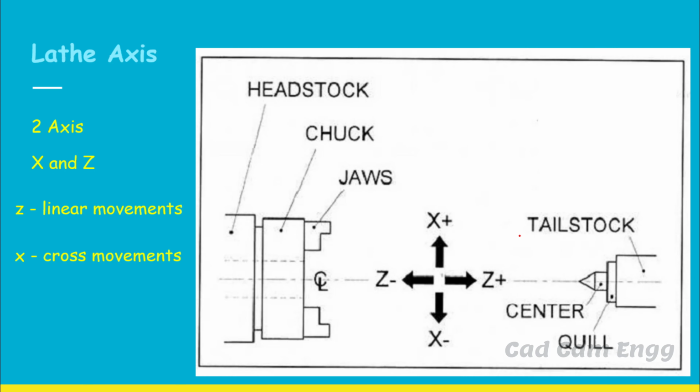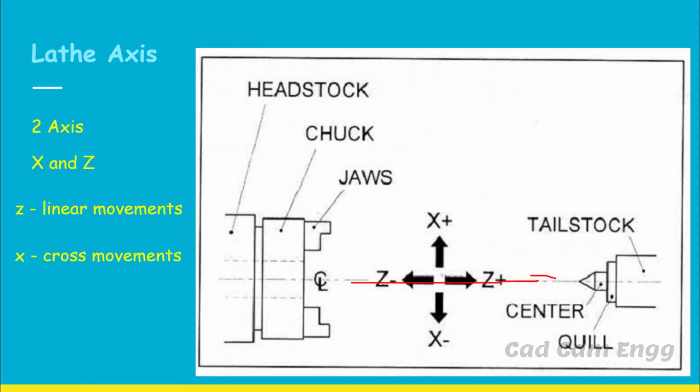Next we want to know about the lathe axes. A lathe machine has only two axes, called X and Z. The X axis denotes the cross movement and the Z axis denotes the linear movement. So see in the picture.